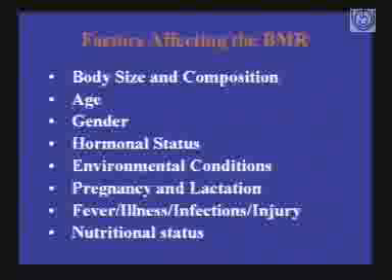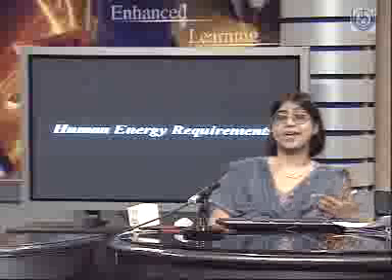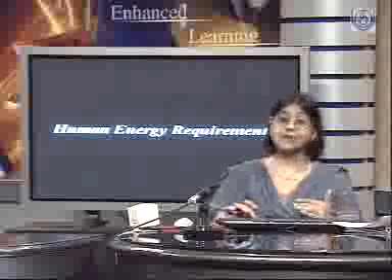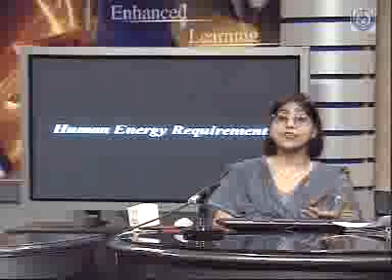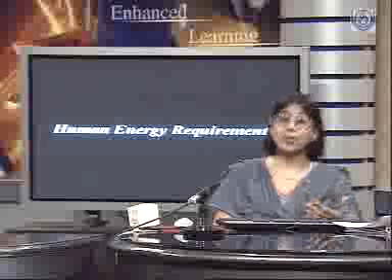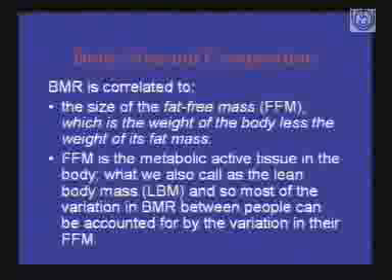What happens when, say, in case of adult as compared to elderly? In adult, the body has more of the fat-free mass, and this is the metabolic active tissue. This requires more energy, and this impacts on energy requirements. If you look at the monitor, this aspect is very clearly highlighted. The size of the fat-free mass, which is the weight of the body less than the weight of its fat mass, the muscle basically, that minus the fat in the body, this influences.